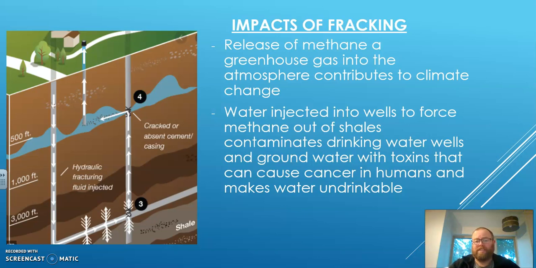The other problem is that we have other toxins getting out, and in the end, this can make it so that people can get cancer from using this water.